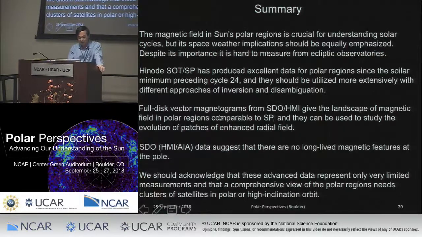And to my surprise, full disk vector magnetograms from SDO HMI give the landscape of magnetic field in polar regions comparable to SP. And with a constant cadence, they can be used to study the evolution and the origin of patches of enhanced radial field. And the AIA data shows that there's no resident component sitting at the pole.